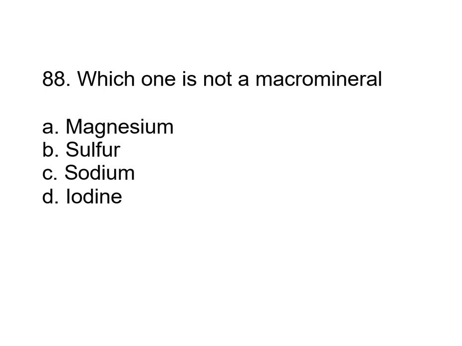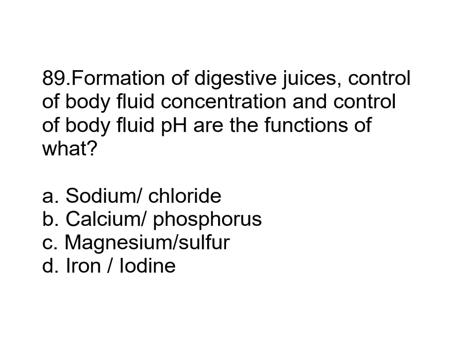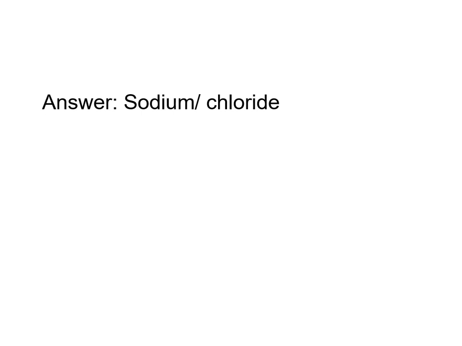Number 88. Which one is not a macromineral? A. Magnesium, B. Sulfur, C. Sodium, D. Iodine. The answer is iodine. Number 89. Formation of digestive juices, control of body fluid concentration, and control of body fluid pH are the functions of what? A. Sodium and chloride, B. Calcium and phosphorus, C. Magnesium and sulfur, D. Iron and iodine. The answer is sodium and chloride.